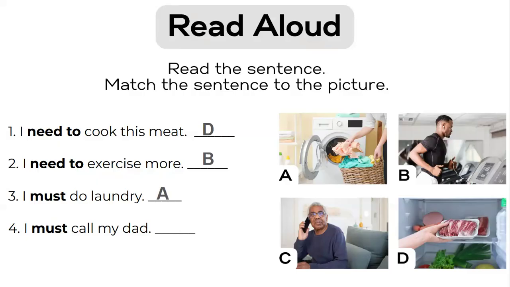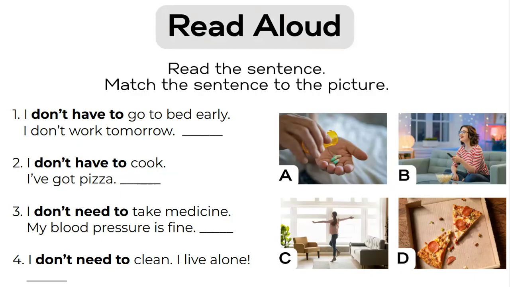All right, number 3, I must do laundry. That is picture A. Again, this is something that they feel is necessary, but nobody's telling them to do this. And number 4, I must call my dad, picture C. Again, that person personally feels that this is important or necessary to do, but nobody is telling them that they need to.